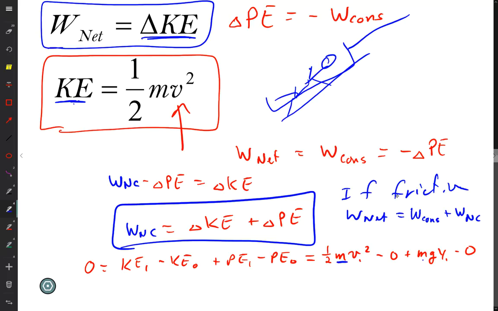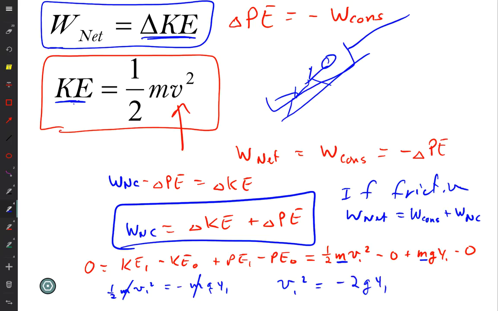I have it on two masses here, and it's equal to 0. So I'm going to have 1/2 mass v1 squared equals minus mass g y1. And I can cancel the masses from both sides, multiply both sides by 2, and I have v1 squared is equal to minus 2gy1.